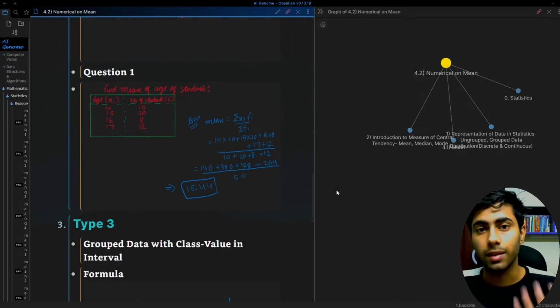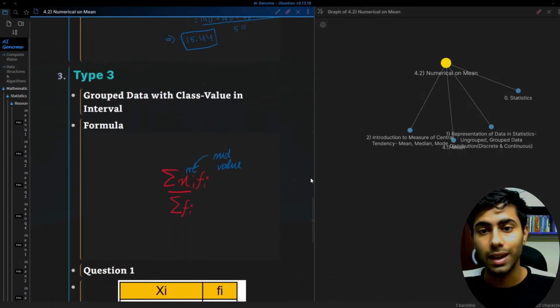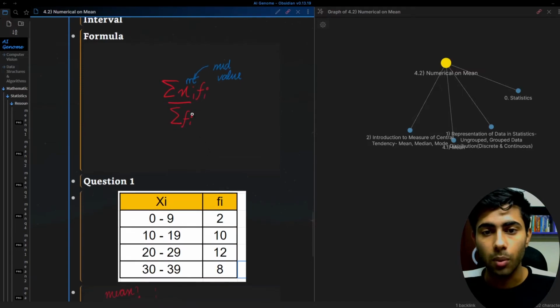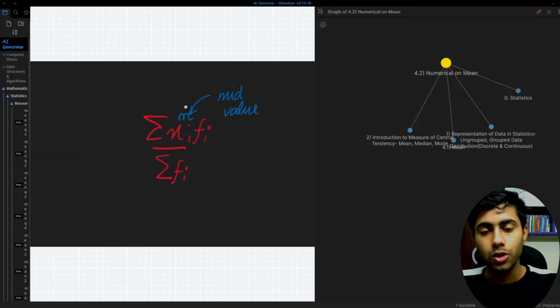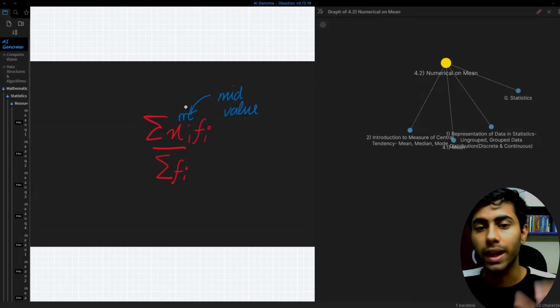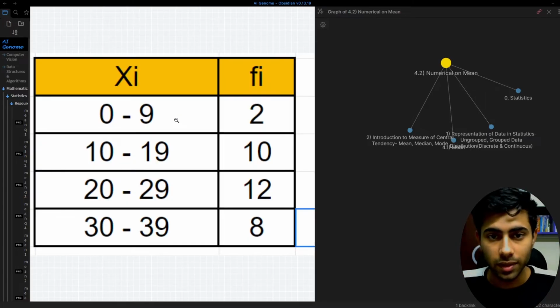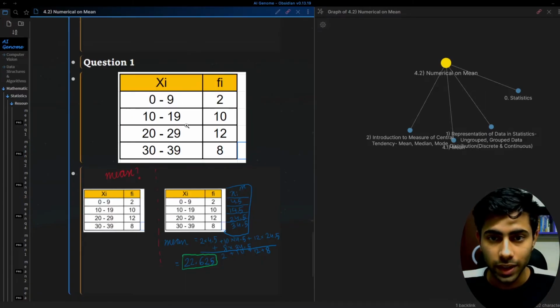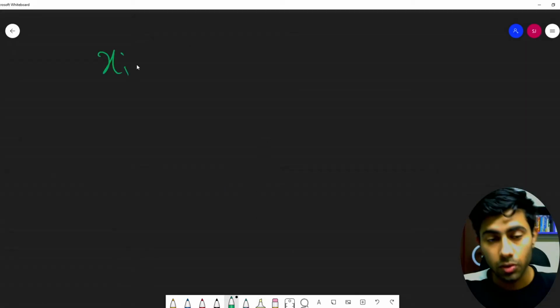Now let us move towards our type 3, that is group data with class value in the interval. And my formula is going to be this, where you have to just use the exact same formula as type 2, and the only change is that you have to use xim instead of xi, where xim represents my mid value of the class interval. So suppose this is my question. Now let me draw my table.